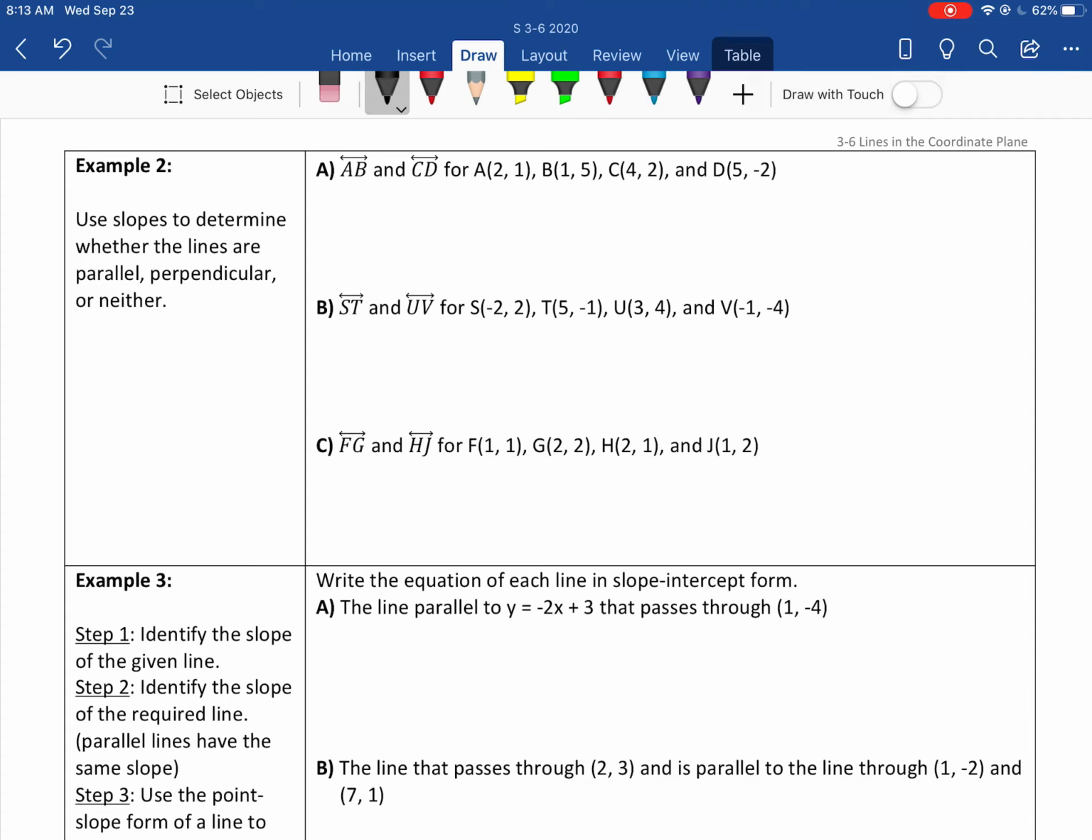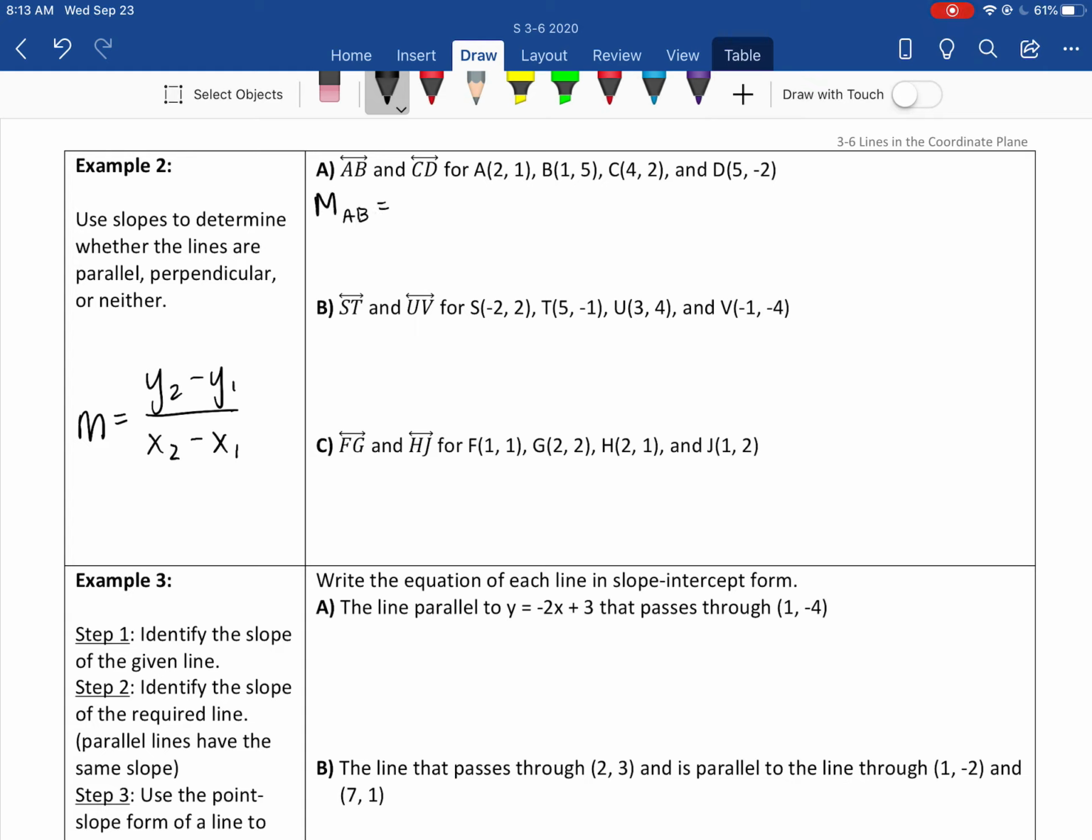Next, it says to use the slopes to determine whether the lines are perpendicular, parallel, or neither. So here they give me 3 or 4 points. And what I have to do is find the slope of each line and then compare. So what we're going to use is the slope formula. So remember, our slope formula is y2 minus y1 over x2 minus x1.